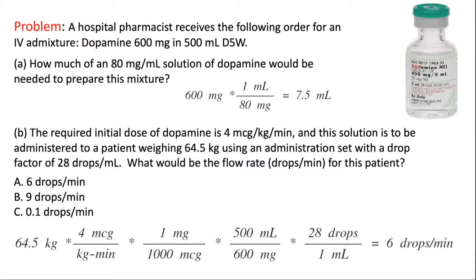So now the last thing I need to do is convert milliliters to drops by multiplying by the fact that the set that we're using has a drop factor of 28 drops per milliliter. Okay, so milliliters cancel, we're in drops. So if you do that math all the way from left to right, you see that our final answer would be 6, and therefore 6 drops per minute. That's the rate we would need to provide this patient the dosing they need at the 4 micrograms per kilogram per minute. So final answer would be 6 drops per minute.